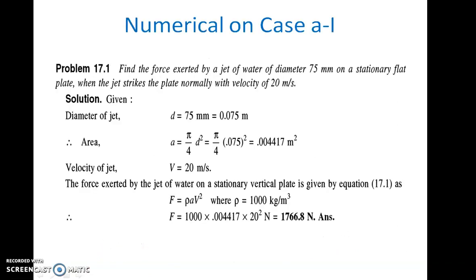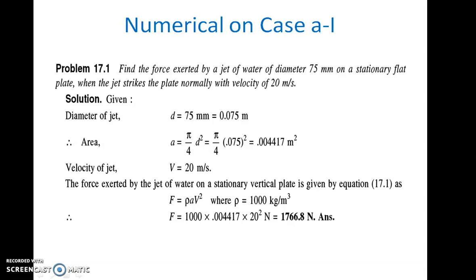Now let us immediately see the numerical on the first case. Find the force exerted by the jet of water of diameter 75 mm on a stationary flat plate when the jet strikes the plate normally with a velocity of 20 meter per second. Now it is given that the diameter of the jet is 75 mm, so it is 0.075 meter, and the area you can immediately calculate as pi by 4 d square. So you can get the area also.